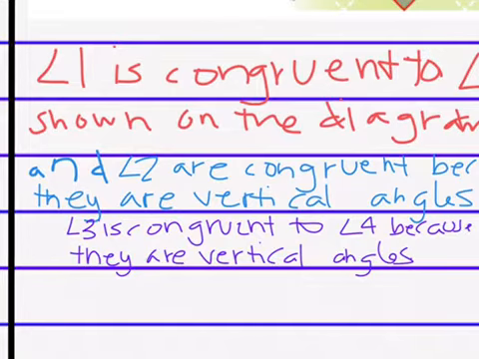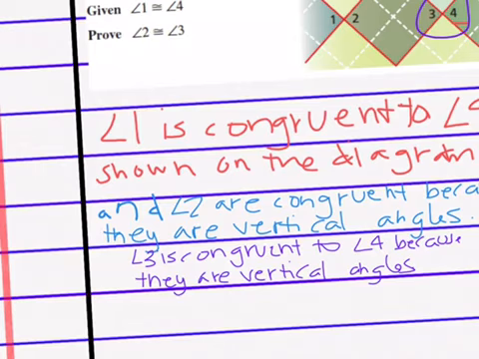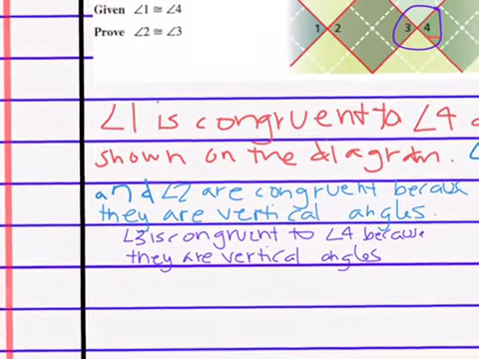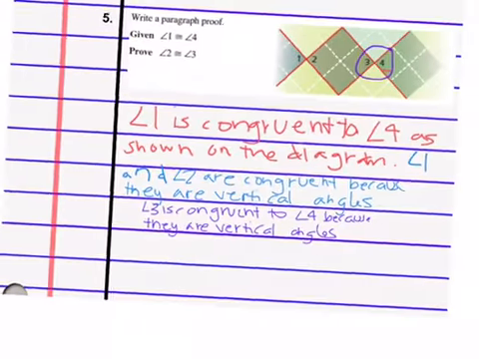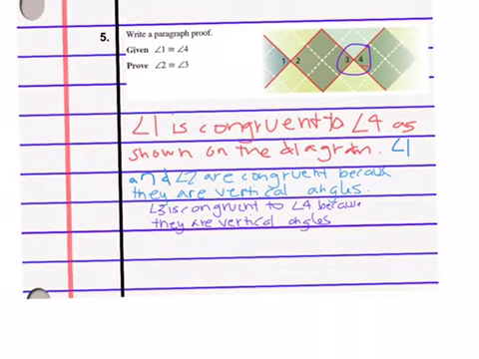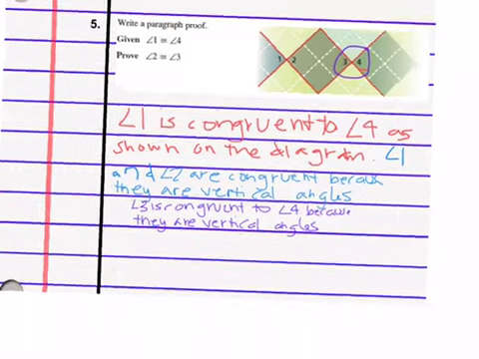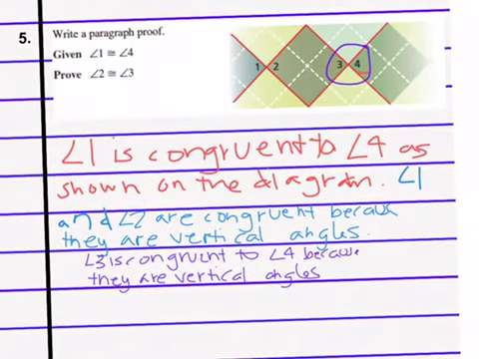All right, let's look back here at what we've done so far. We know angle 1 and angle 4 are congruent. We know angle 1 and 2 are congruent because they are vertical, 1 and 2. We know 3 and 4 because they're also vertical. What else can we say here now? What else can we say? What about angle 2 is congruent to angle 4 using our transitive property?